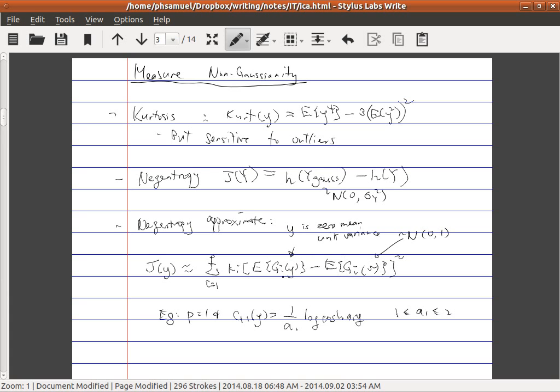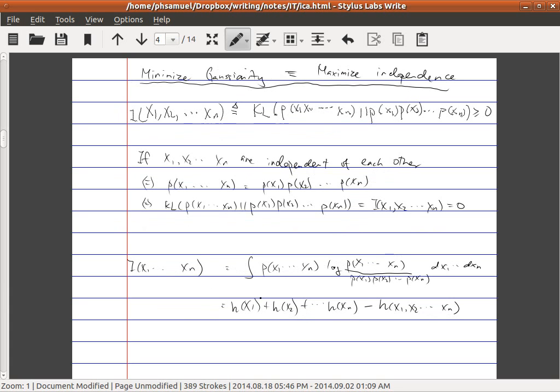There's some good choice for G, like this one. We can pick G as 1 over a log hyperbolic cosine of ay. In general, we can take this approximation as a sum of several of these square differences, but in practice, usually we just use one square difference. For example, we can use the square difference we just mentioned here.